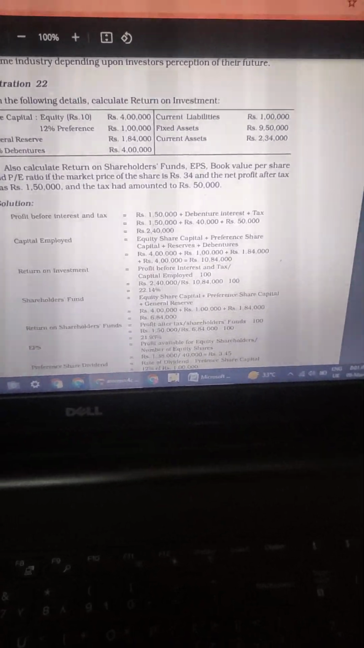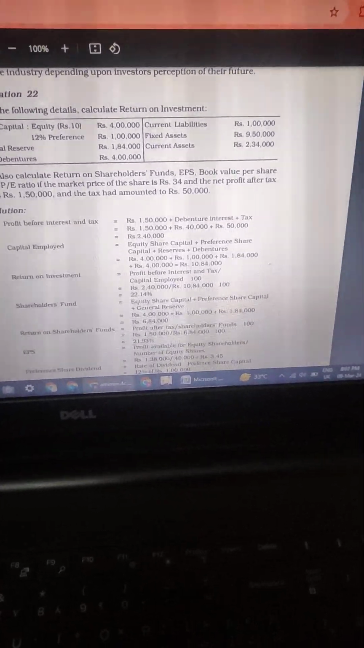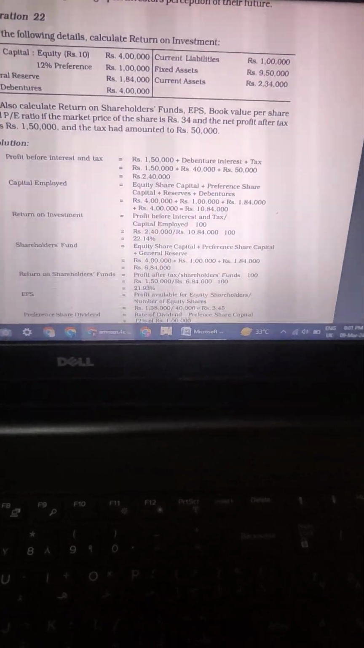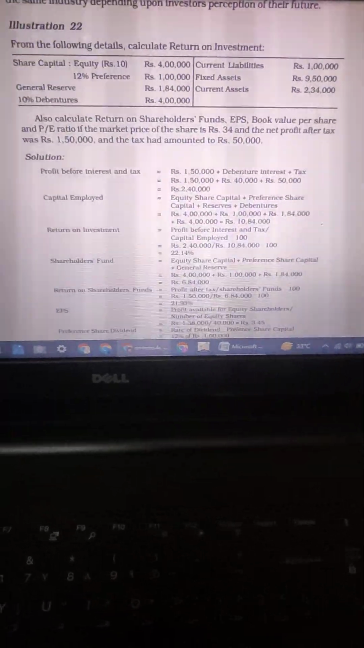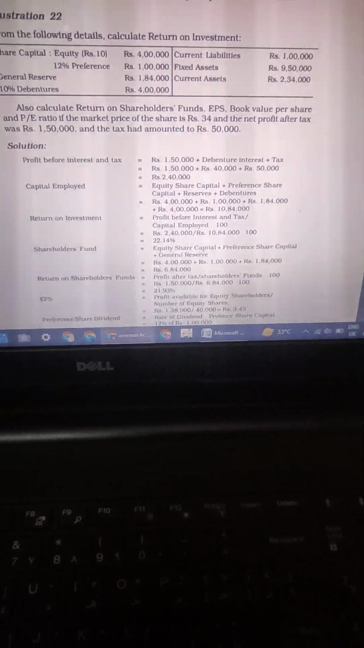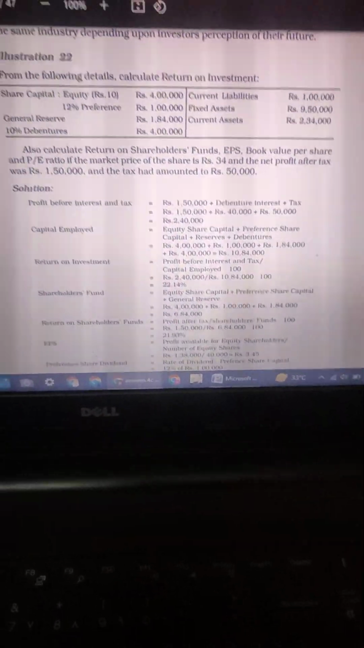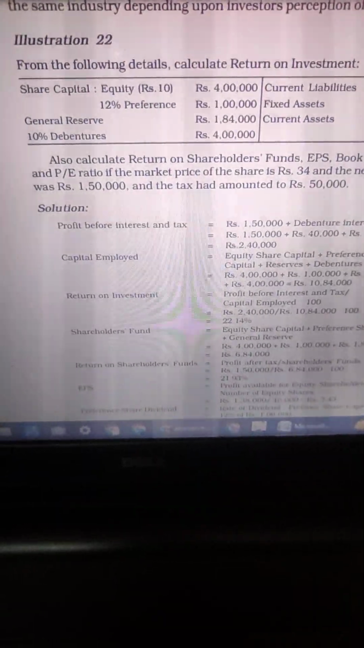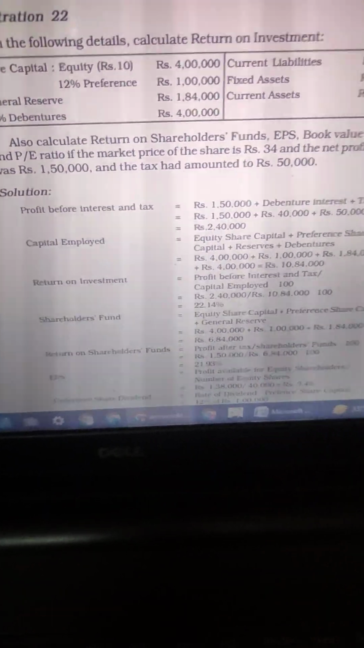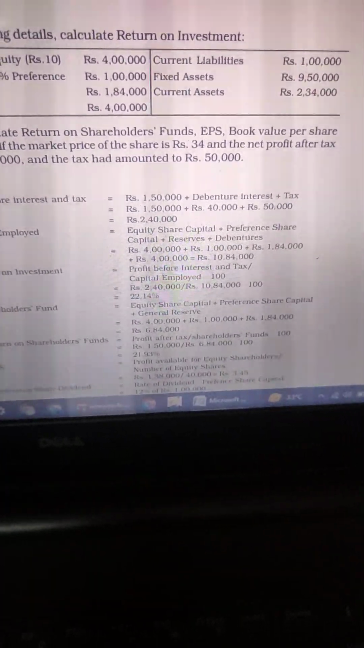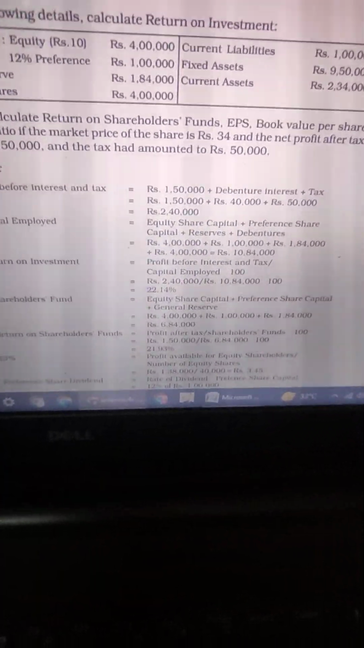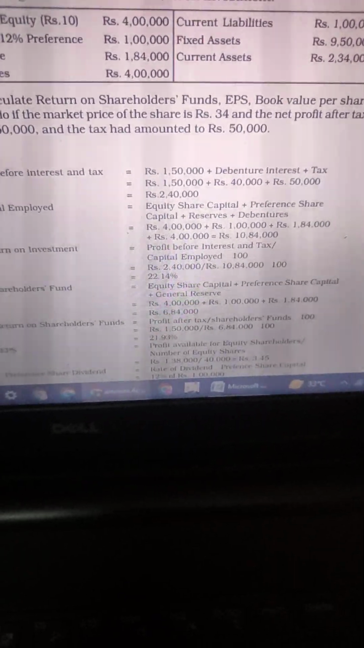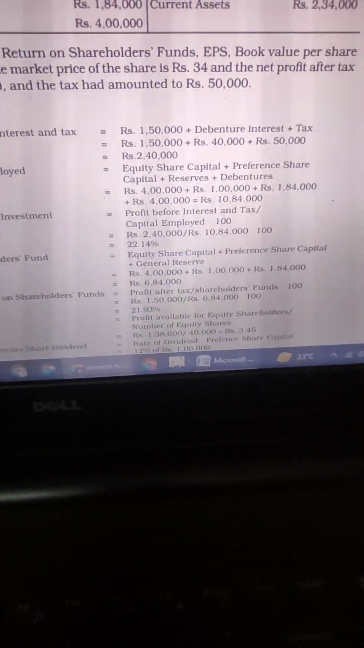In this class we will discuss one problem on return on investment, return on shareholders funds, earning per share, book value per share, and price earning ratio. In this problem we have to find all these things. The given information is the equity share capital, preference share capital, general reserve, debentures, current liability, fixed assets, current assets, then market price of the share, net profit after tax, and the tax amount.